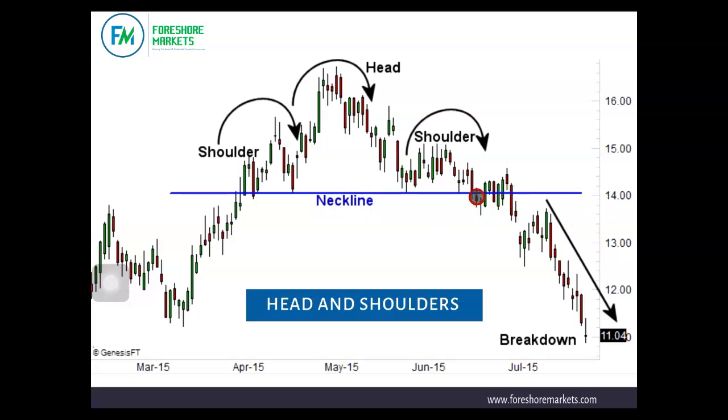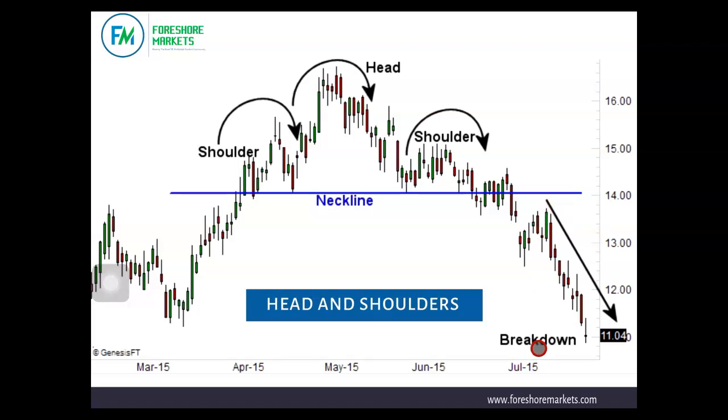So how do you trade head and shoulders? Simply, once price goes below the neckline, you sell. Put your stop loss above the shoulder here. Then you can calculate your stop loss and make your take profit 2 times your stop loss or 4 times your stop loss.